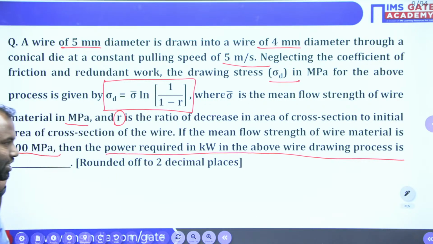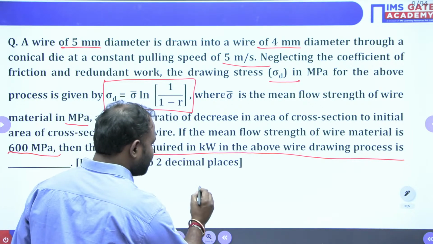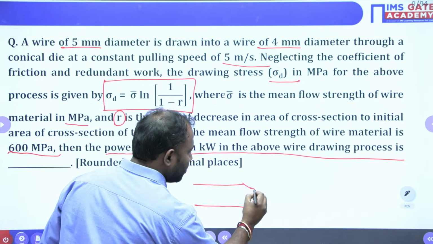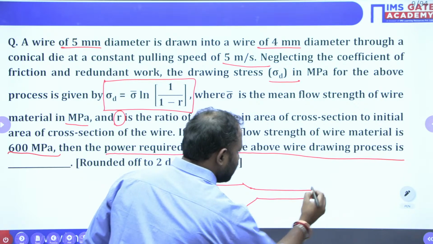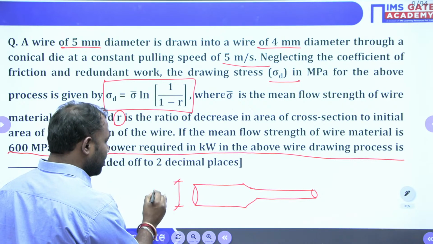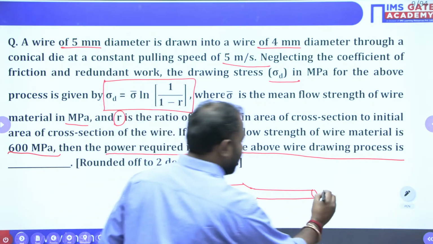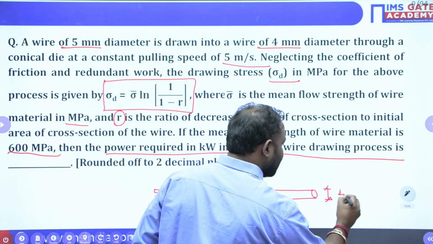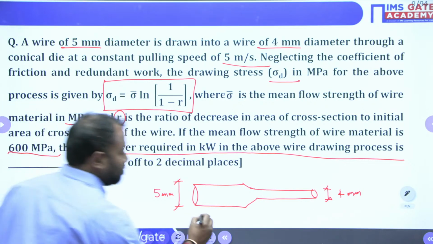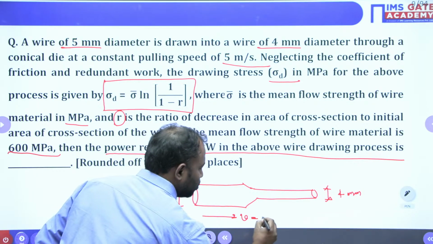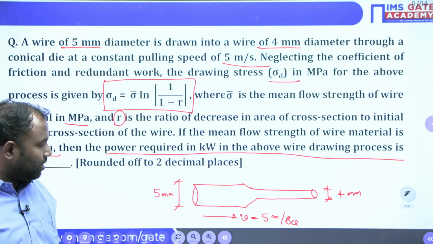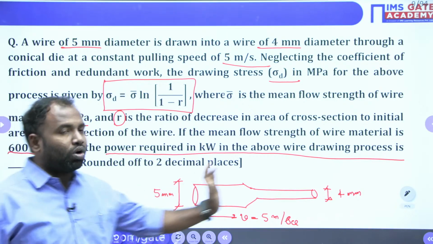Let me draw a simple diagram to understand this. This is our wire. Initial diameter is 5 mm and final diameter is 4 mm. The drawing speed is equal to 5 meters per second. Now what we have to find is the power required for this drawing operation.